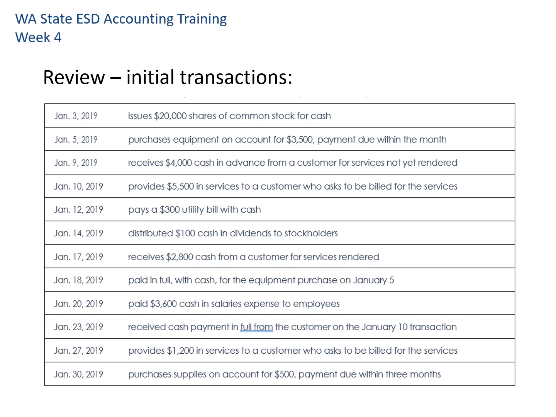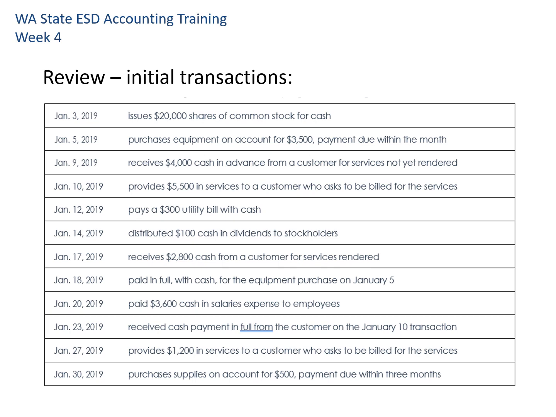So reviewing the transactions that were noted in your book, the original transactions, and then we'll talk about the adjustments to those. So I just want to review this list really quickly and point out adjustments or transactions that would result in future adjustments. So the first one, issuing $20,000 in shares of common stock for cash. There's no subsequent adjustment required there. Purchasing equipment for $3,500, payment due within the month. The only adjustment that is related to that would be depreciation. So based on purchasing equipment during the month, we would most likely record depreciation for that month.